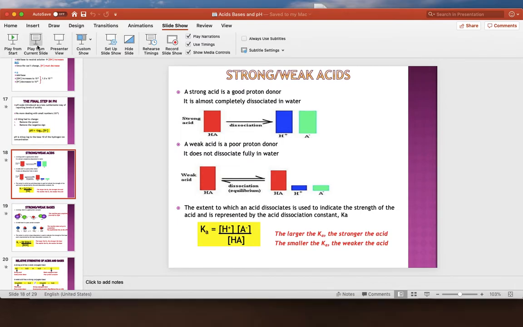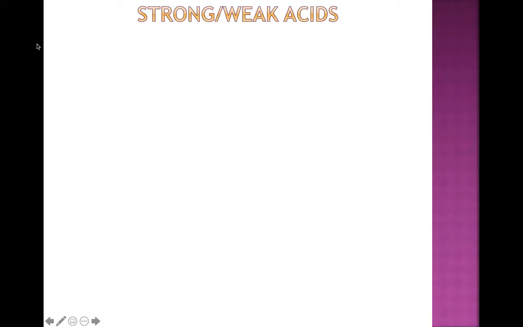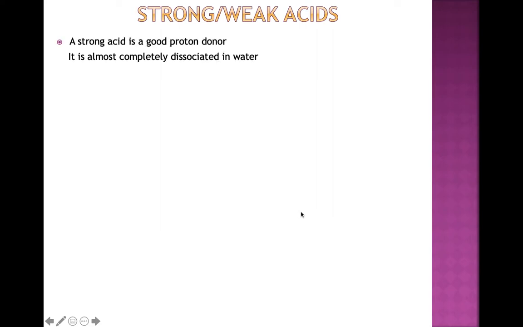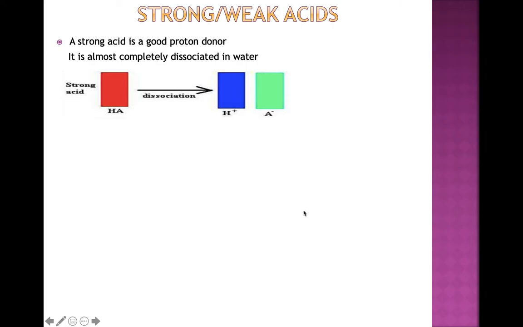Okay, we are going to look at strong and weak acids. So you would have done a Bronsted-Lowry definition of a strong acid, and you would have learned that it was a good proton donor. If you look at what that actually looks like now in terms of dissociation, a strong acid is effectively almost fully dissociated into H pluses and A minuses, which means that the equilibrium is almost all the way to the right. It's even shown sometimes with just a full arrow rather than the two arrows that we're used to show equilibrium.